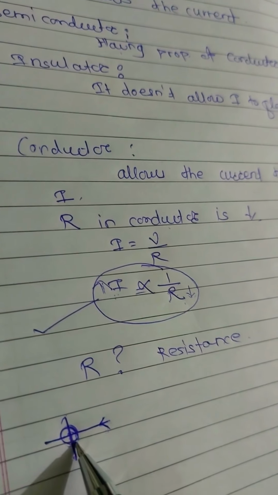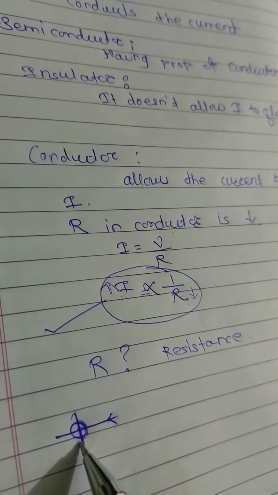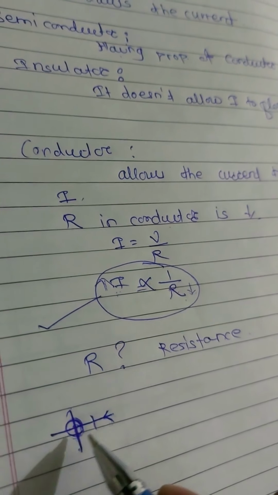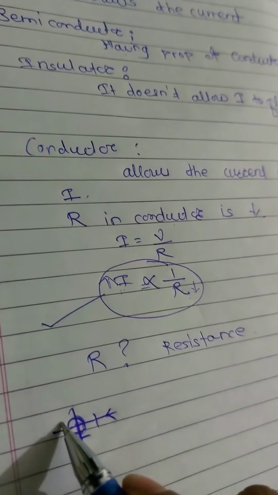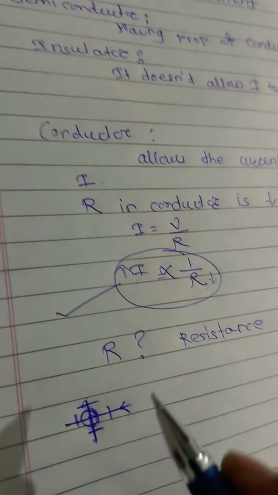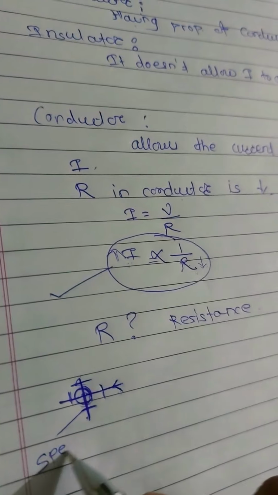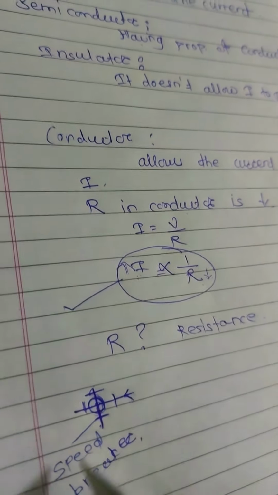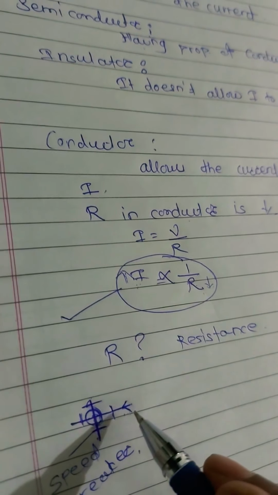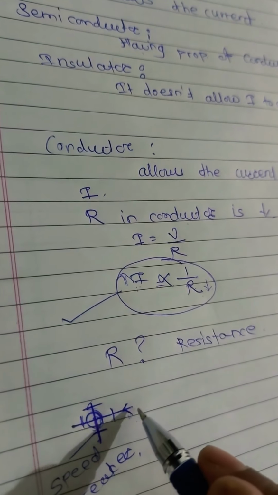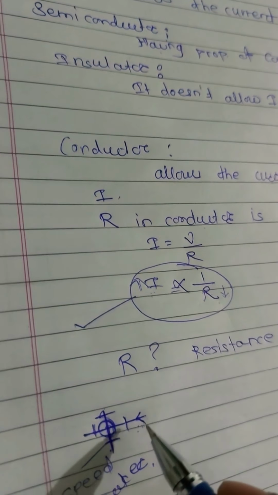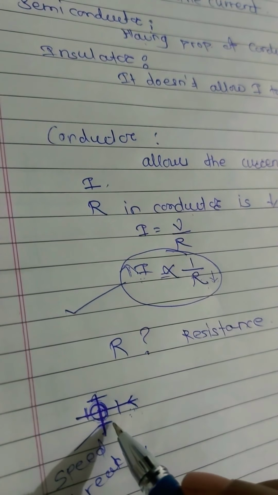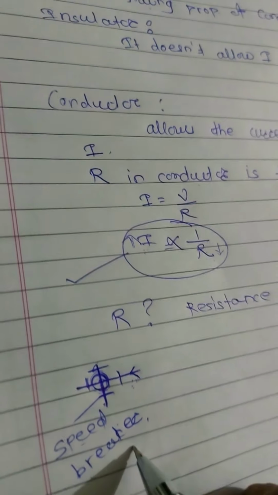So to avoid the possibility of accidents, there is one thing on each road. What is that? That is a speed breaker. Why is it used? To cool down or decrease the speed of your vehicle and to avoid the possibility of accidents, speed breakers are used.